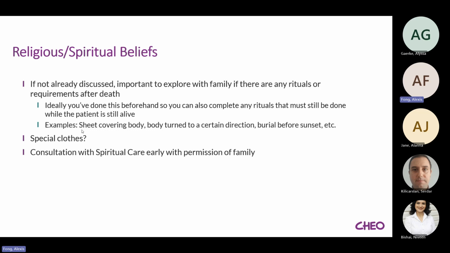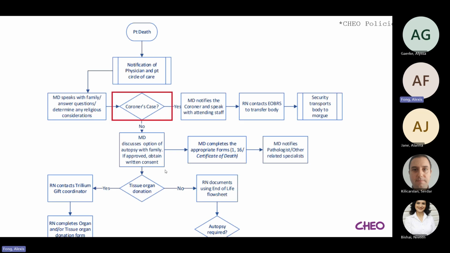Examples of different beliefs are having a sheet covering the body or the face of the child, having the body turned in a certain direction in the room, burial before sunset, having special clothes. But it's so important to have these conversations early because you want to have as much time as possible to know if a child needs to be buried before sunset, because if you find out at 3 p.m., it's going to be a rush. And then consultation with spiritual care early, with the permission of family.